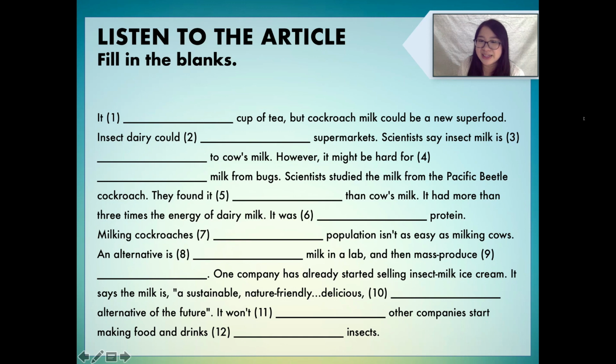One company has already started selling insect milk ice cream. It says the milk is a sustainable, nature-friendly, delicious, guilt-free dairy alternative of the future. It won't be long before other companies start making food and drinks using milk from insects.